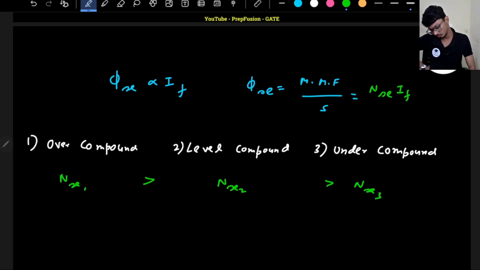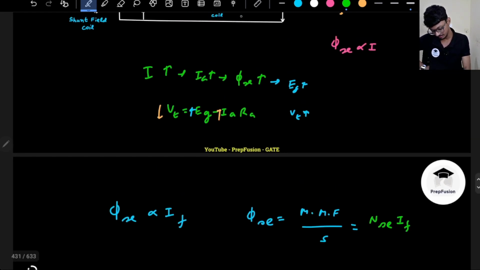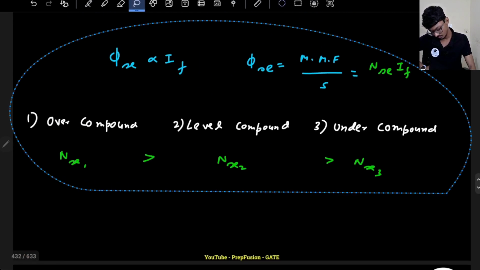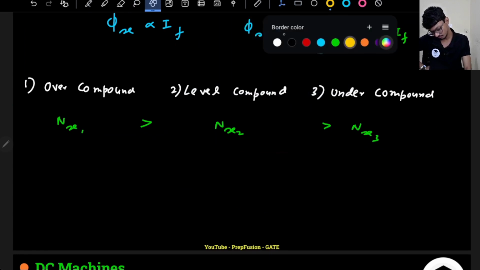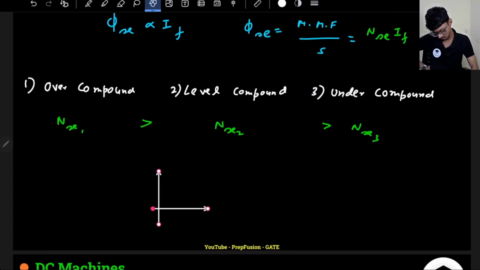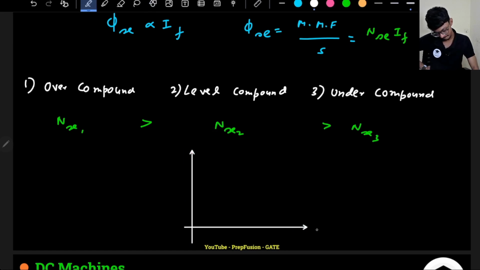Basically the voltage will simply reduce. What do I mean by it? So basically, the open circuit characteristics is almost the same, because there is no load. It is just like acting like a shunt generator, but the load characteristics is the important one. So what I see is that if the IF and this is the Vt, so this is the initial no load voltage here.